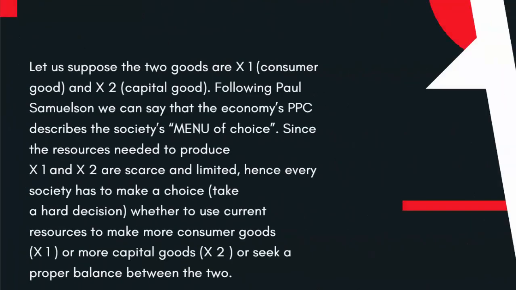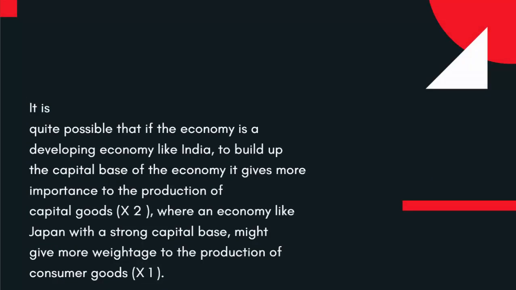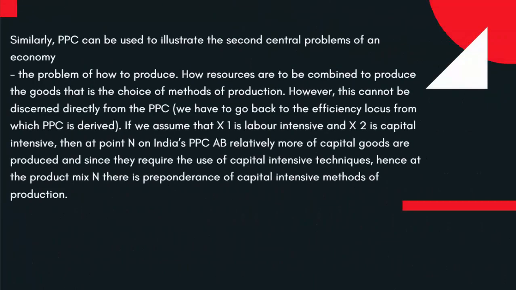It is quite possible that if the economy is a developing economy like India, to build up the capital base of the economy it gives more importance to the production of capital goods, X2, whereas an economy like Japan with a strong capital base might give more weightage to the production of consumer goods, X1.